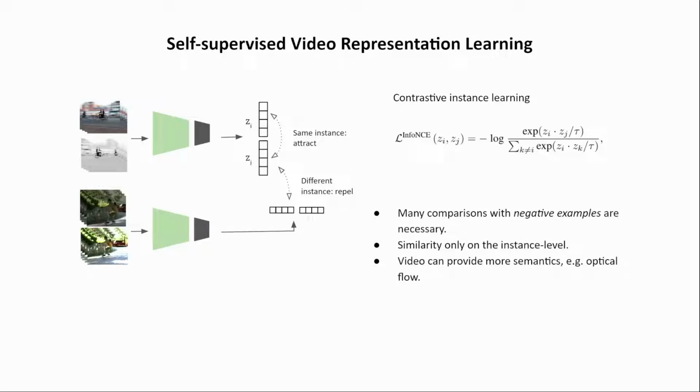A downside of this method is that we need to compare every instance with many others before we can get good representations. This means that in every iteration, we need a large pool of negative examples. Because all negative examples are treated in the same way, we only use similarity on the instance level. For example, two different clips of people cycling will be treated as dissimilar. Also, this method uses only visual similarity, while video can provide us with more information, for instance with audio or optical flow.